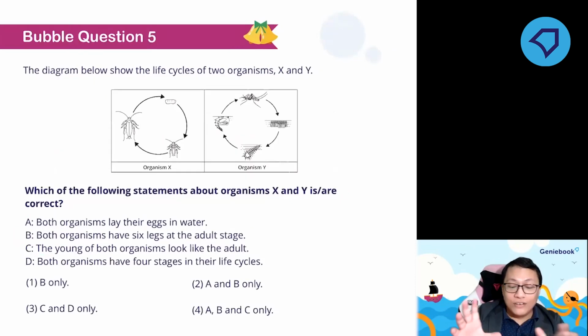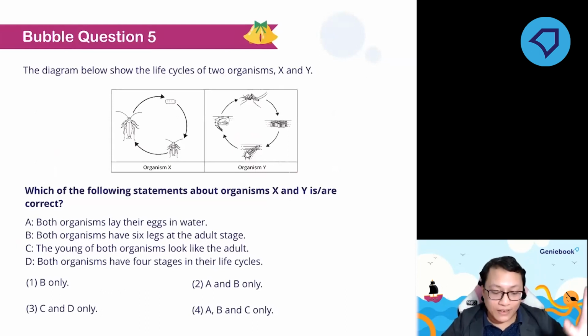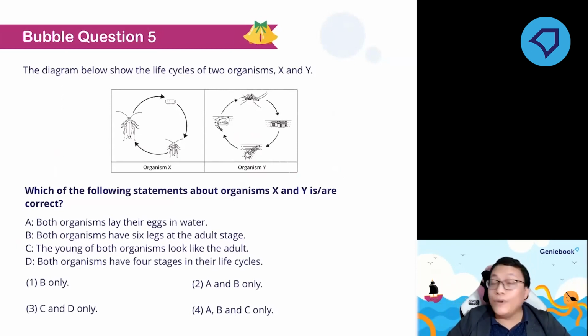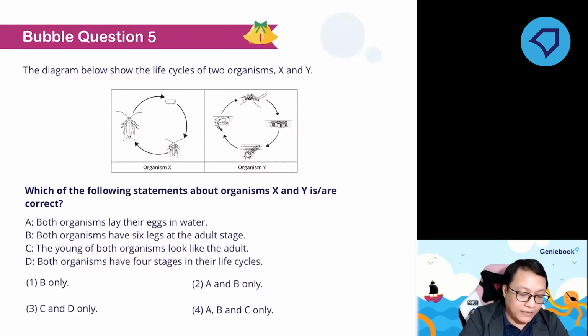Okay, very good. So you look at this diagram. The left one is the cockroach and the right one is mosquito. Which of the following statements about these two organisms are correct? Okay, are you ready? I'll launch right now. So remember, it's asking for the correct statements. What is the answer? Both organisms lay their eggs in water. Do cockroaches lay eggs in water?